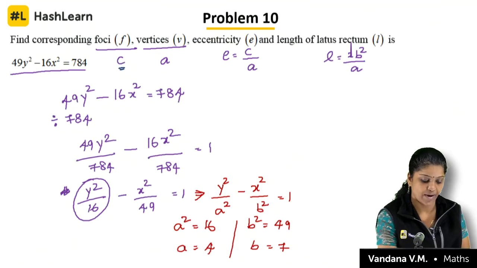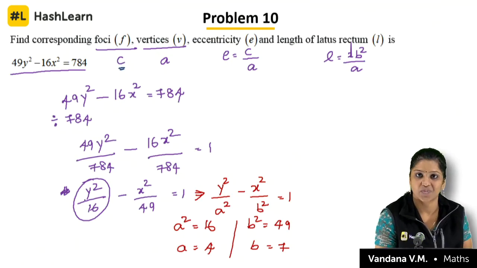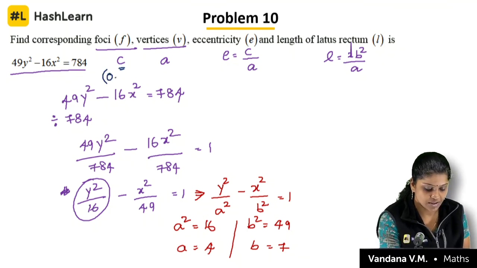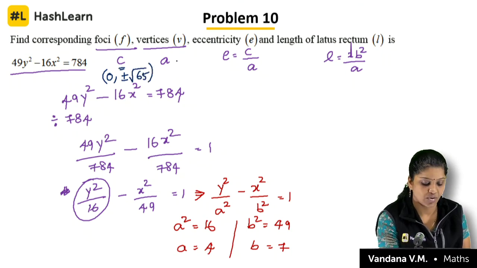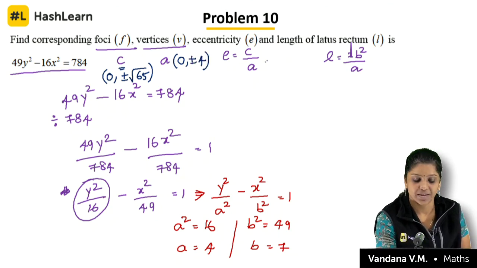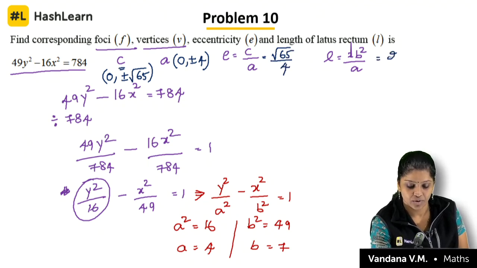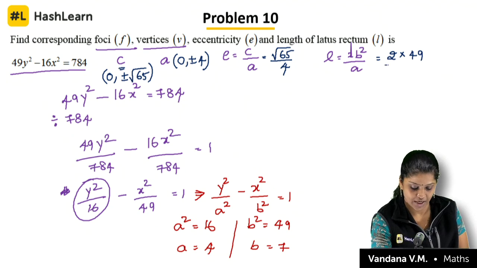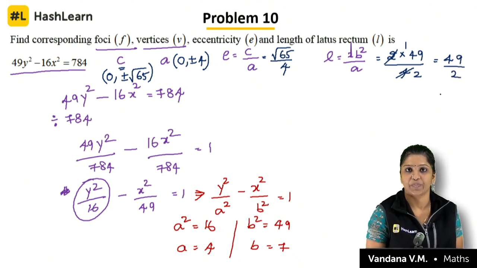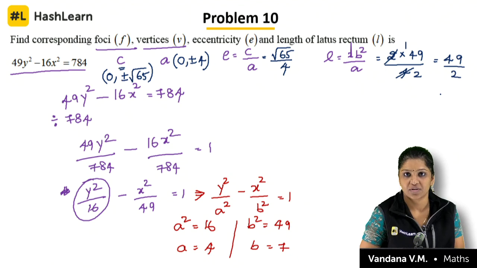So, now I know all the values. How will I write? This is y in front. The foci are along the y axis. So, how will I write? 0, comma, plus or minus root 65. The vertices, how will I write? 0, comma, plus or minus 4. Eccentricity root 65 by 4. And then 2 into 49 by 4. 2 2s are 4. So, this is our latus rectum, 49 by 2. Clear, children? Any doubts? No.